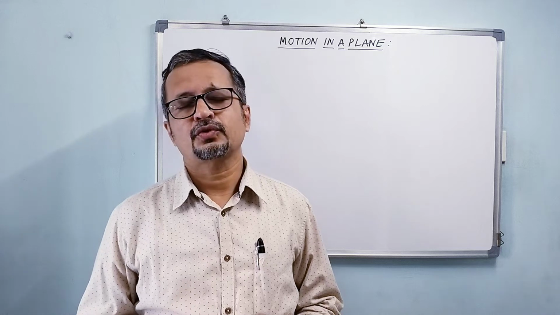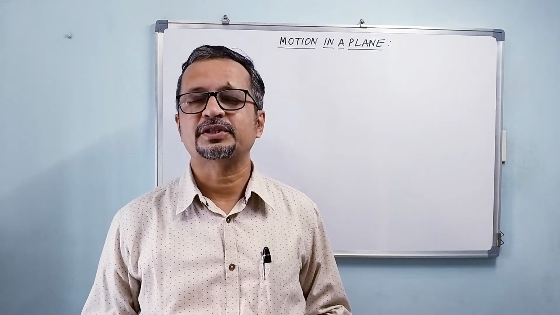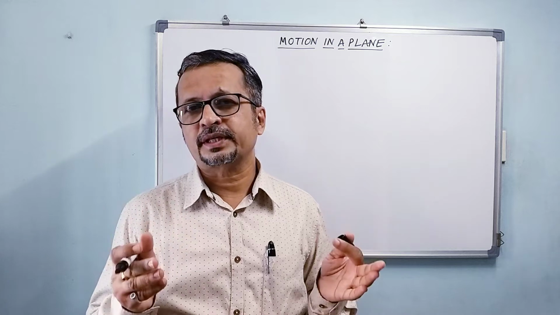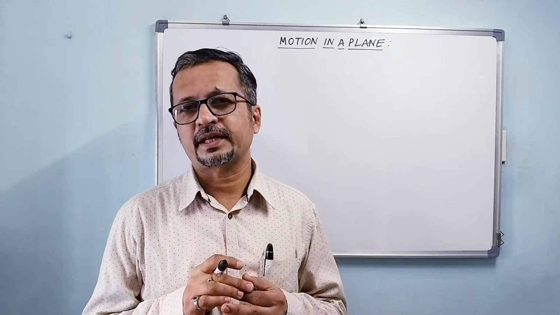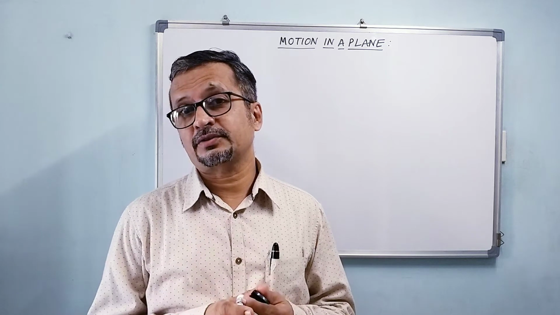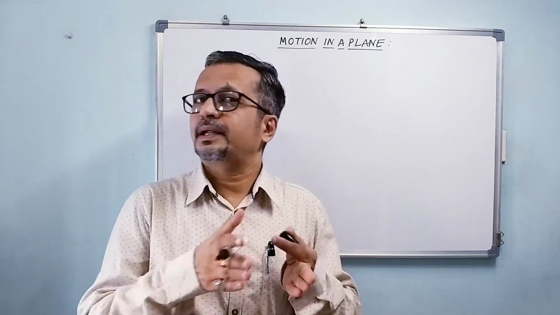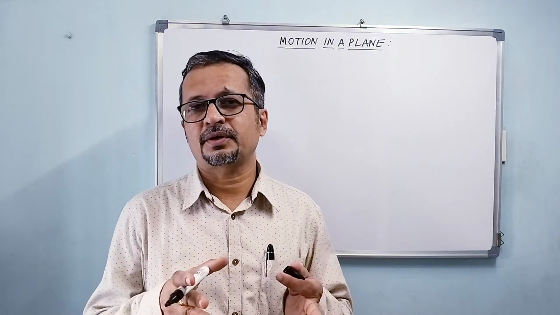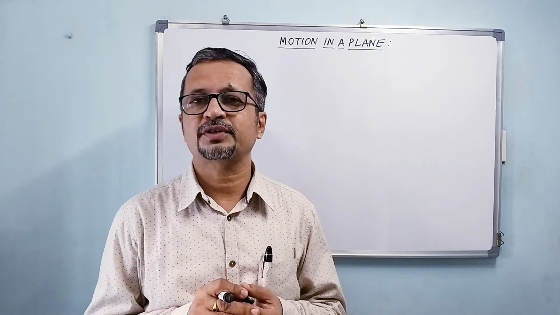Hello friends, so far we have seen motion in one dimension, right? That means the object or the body moves in one direction along a straight line. It may move in one direction or it may move parallel to itself. So that is motion in one direction, or motion in one dimension.